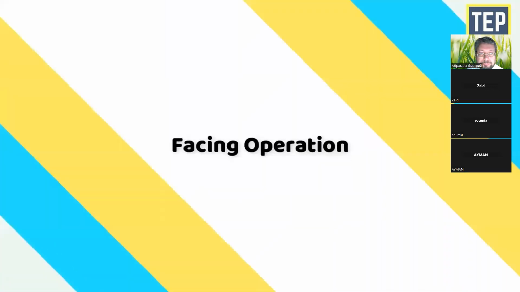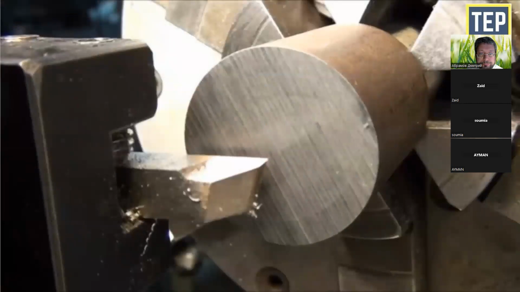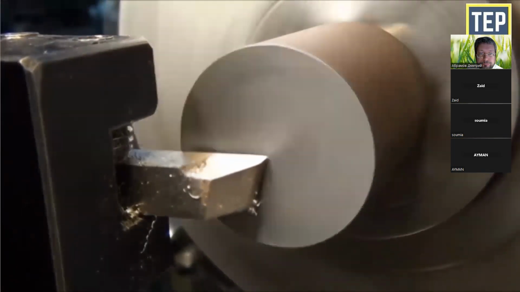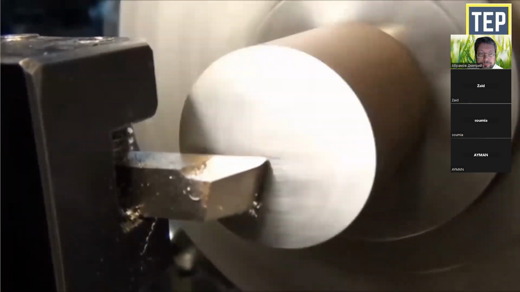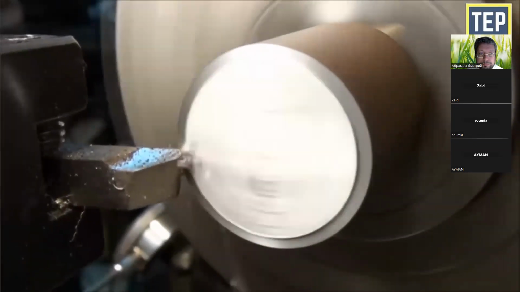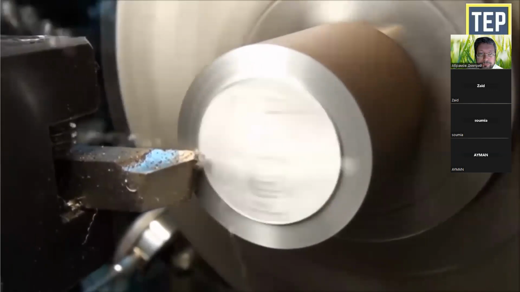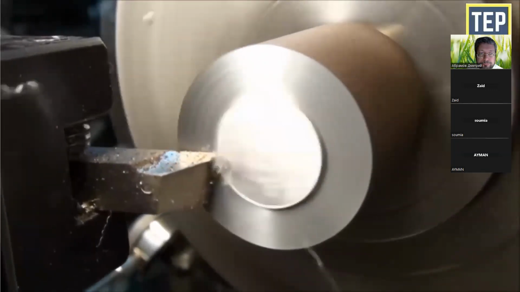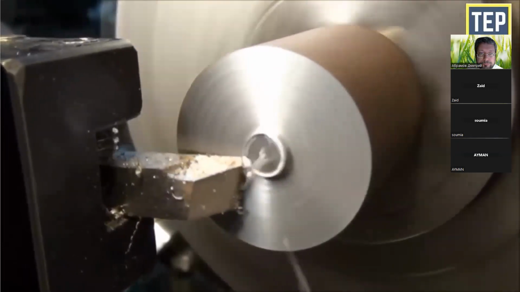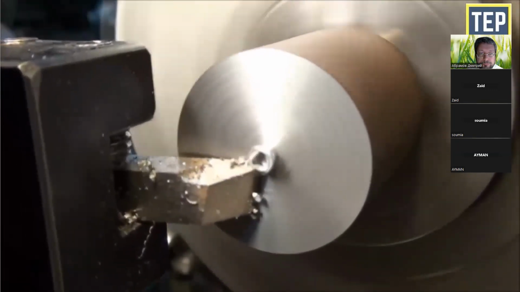Facing operation. It is an operation of reducing the length of the workpiece by feeding the tool perpendicular to the lathe axis and producing a flat surface on the end of the workpiece. A regular turning tool or facing tool may be used for the facing operation. The cutting edge of the tool should be set to the same height as the center of the workpiece. Facing consists of 2 operations. They are roughing and finishing.